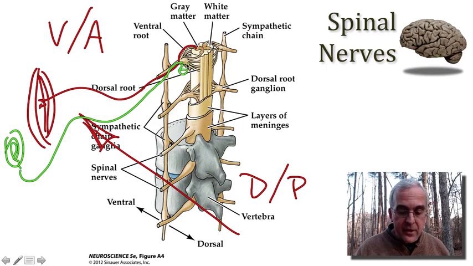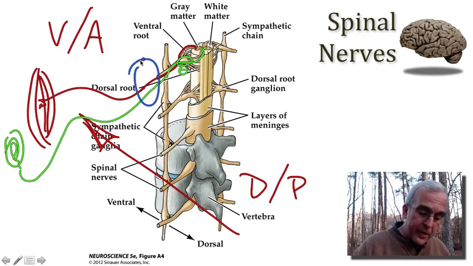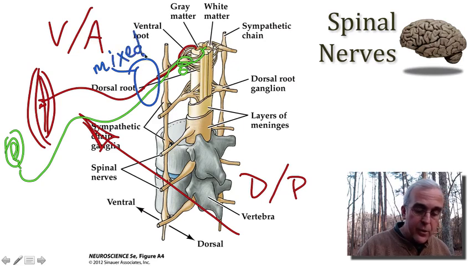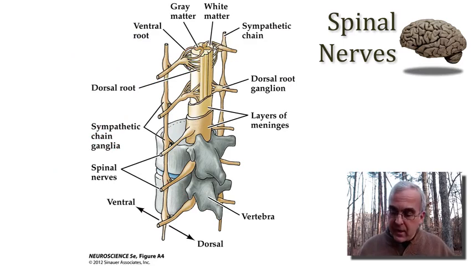And then there's a cell body that sits in a ganglion right here, and the central process of that axon will enter the spinal cord. So when we're talking about the spinal nerve itself, I want you to understand that it is mixed with both motor and sensory components. But once we get down to the roots, then we have a ventral motor root and a dorsal sensory root. All right.